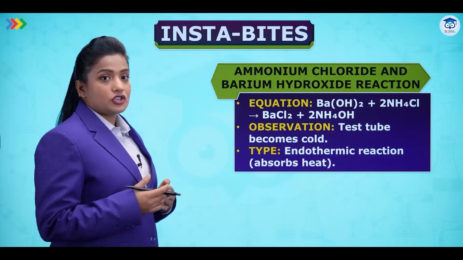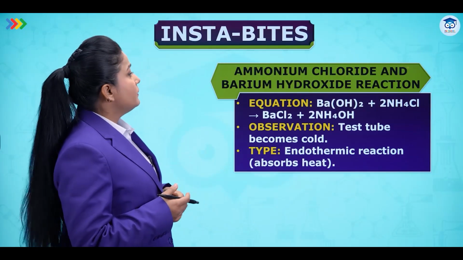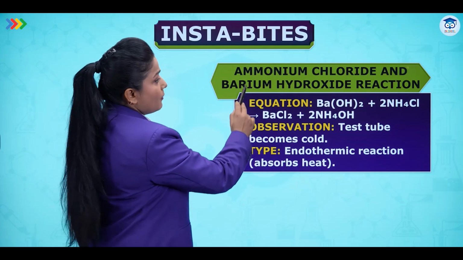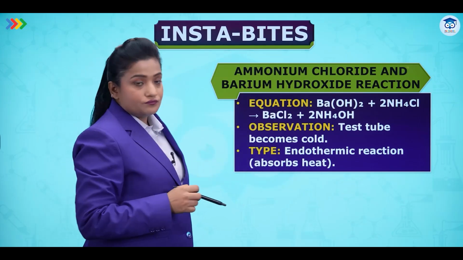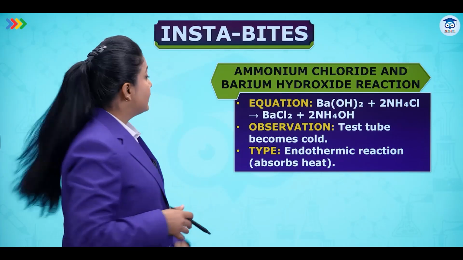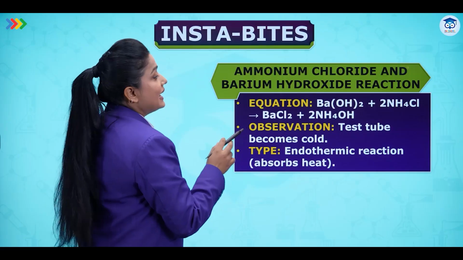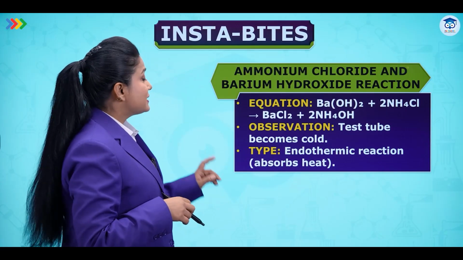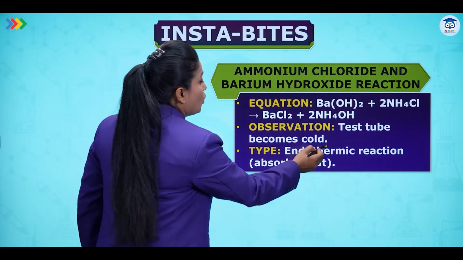Now some extra information. Talking about ammonium chloride and barium hydroxide reaction. So the equation is ammonium chloride is NH4Cl, barium hydroxide is Ba(OH)2. When they both combine, we get BaCl2 and NH4OH, barium chloride and ammonium hydroxide. In this case, we see that the test tube becomes cold.